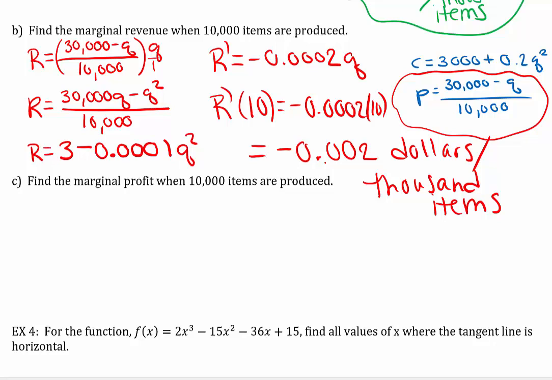Because my marginal revenue is negative, this is telling me if I increase the number of items produced, the revenue is actually going to go down, very, very slightly, but the revenue is going to go down.